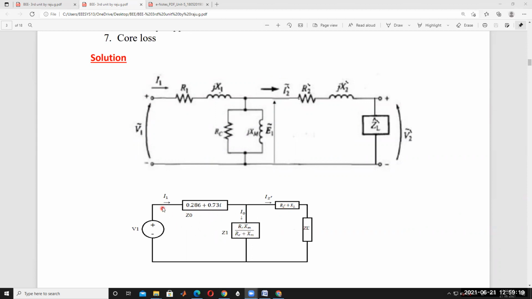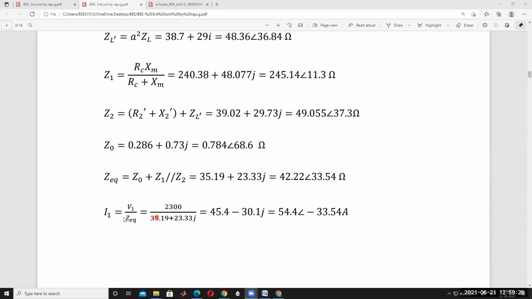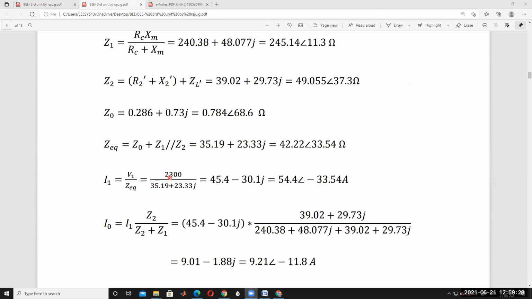So to find the current I1, I1 is equal to V1 divided by Z equivalent. V1 is the primary side voltage, 2300, divided by Z equivalent. Then we will get the current in rectangular form.